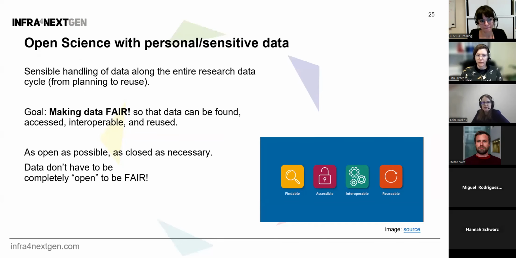The solution here is to make your data FAIR, as I've already laid out in the first part of the webinar. So handle your data sensibly along the entire research data cycle, from planning to reusing. You don't have to make your data openly accessible to everyone, but here comes the slogan: make it as open as possible, but as close as necessary. And data does not have to be completely open to be FAIR and to meet your funding body's requirement.